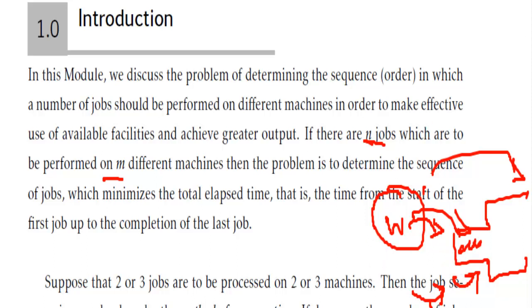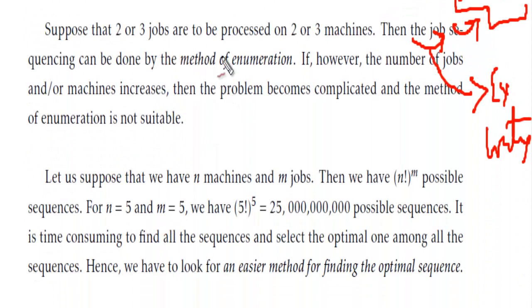Now, why do we need some kind of an algorithm to deal with this? Because if there are just two or three jobs and you want to assign them, you use the method of enumeration. You just see by simple logic that this job will do this, it is waiting, go for this and so on. But if the jobs are huge, even only 5, if there are n machines and m jobs, the number of sequences we can produce is n factorial raised to power m. That means if we have 5 machines and 5 jobs, the possible sequences will be 5 factorial raised to power 5. That is around 25 billion. It's a huge number. So we cannot do it using just enumeration. We need some kind of a method.